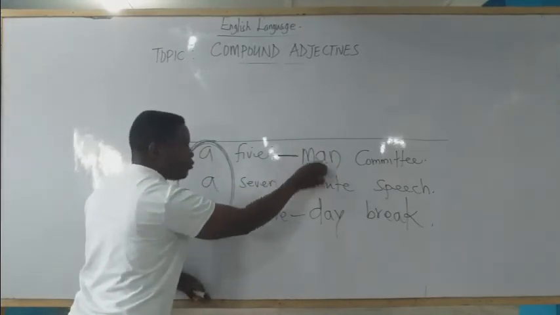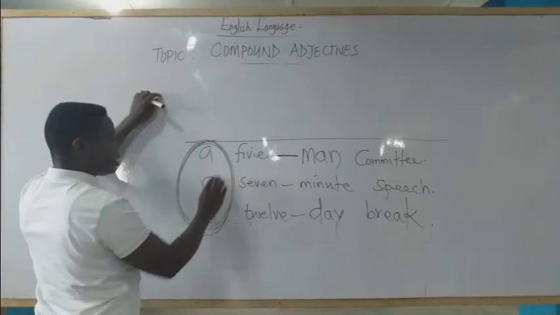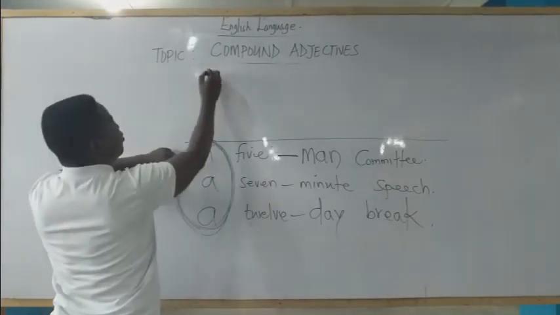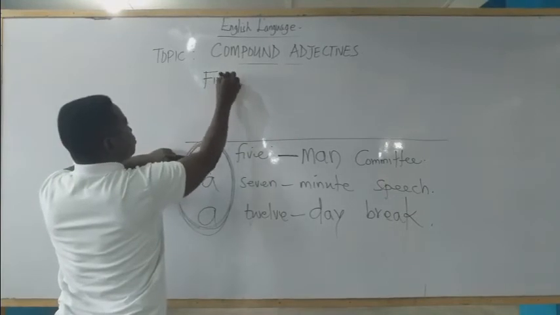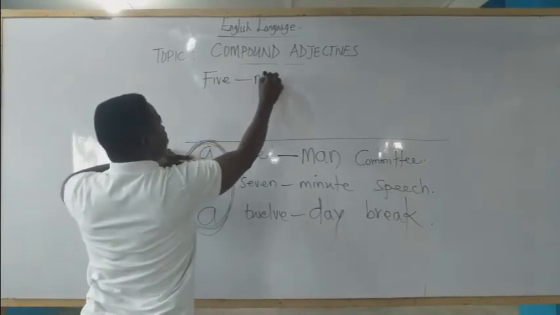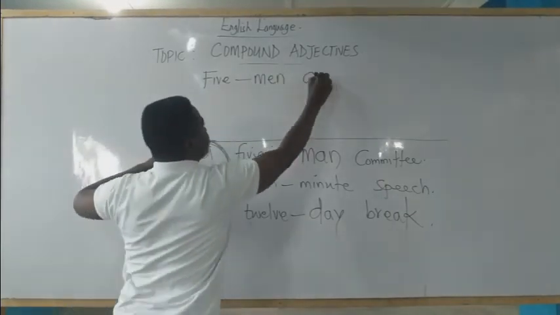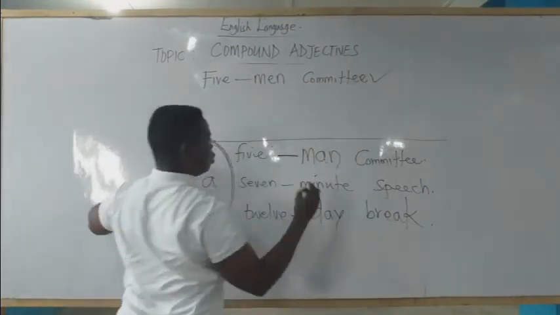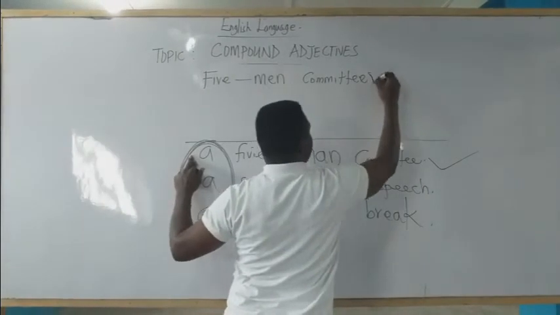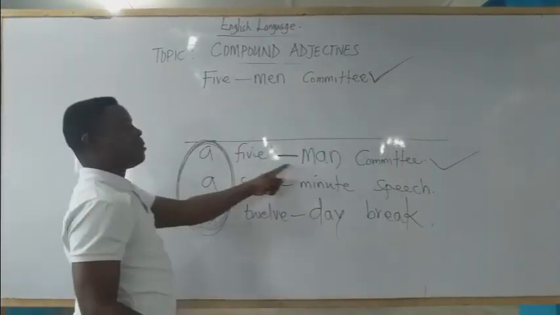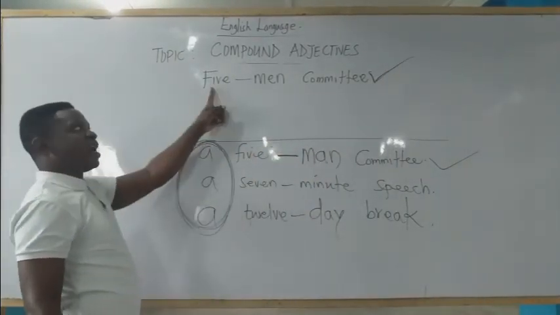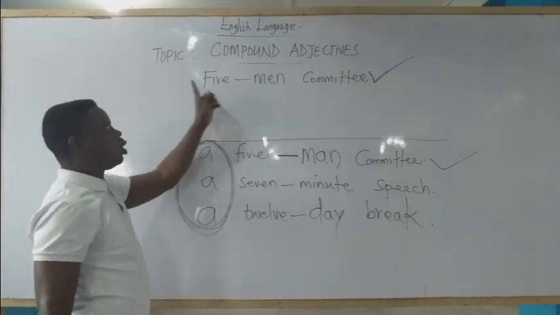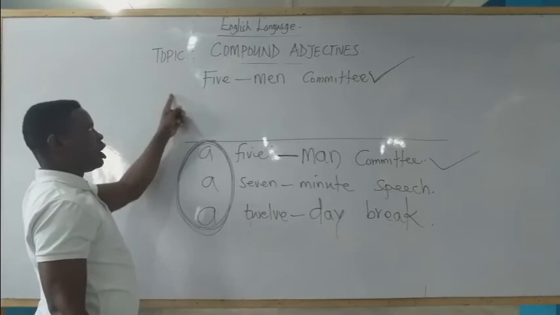in plural form. So if I'm to write these 3 examples now, without the use of an article, what would that be? Number 1, we have 5 men committee. This is also correct in form. This is equally correct. This one is a 5-man committee. This one is a 5-men committee. This one is men because there is no article here in the formation.